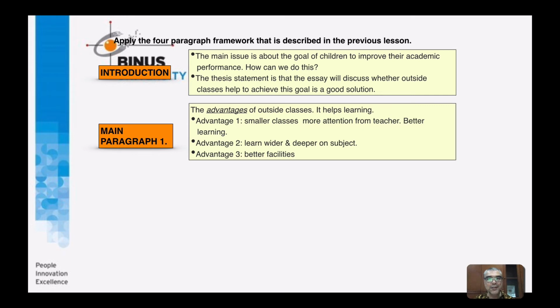Advantage number 1 could be that outside classes offer smaller class sizes. This means more attention from the teacher, which will help the students to learn better. Advantage number 2 is related to the extra time, which allows students to learn a subject wider and deeper. And finally, advantage number 3 might be that outside classes are usually run by private companies that have better resources than perhaps government-funded schools might have.